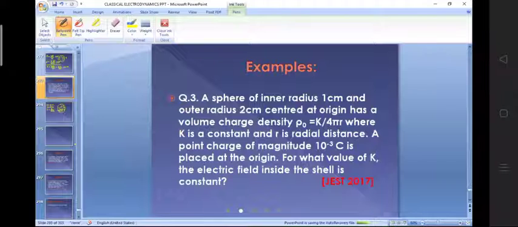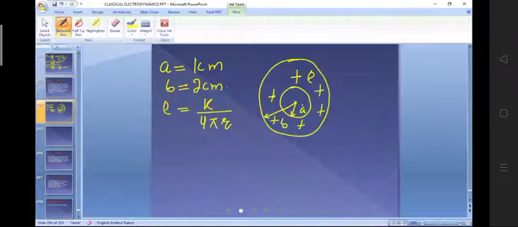So at the center point there is a charge, a point charge. What is the value of that? So here there is a point charge, that's equal to q. This q is given to you. It's equal to 10 to the power minus 3 coulomb.